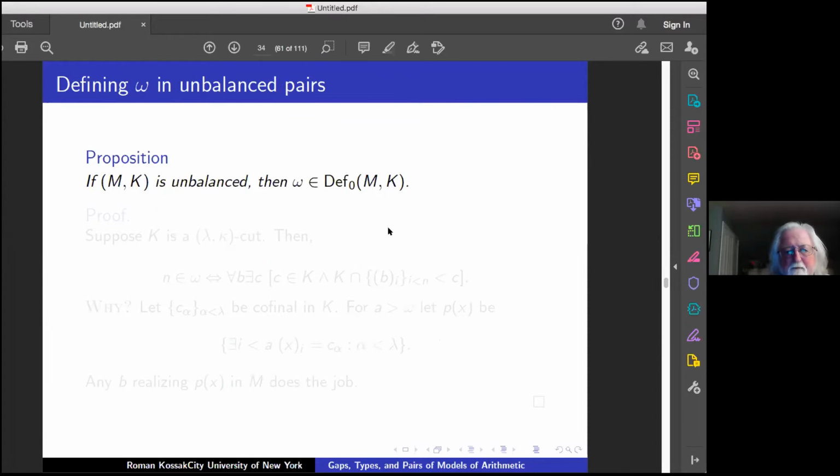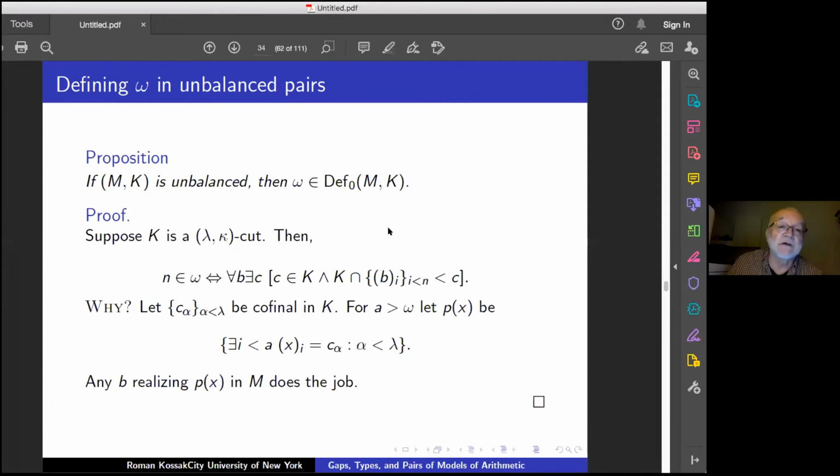So what matters in recognizing theories of pairs, it always helps if you can define omega in a pair. And we could do it in some cases in the countable recursively desaturated case for certain cuts. And here it's actually a little surprising, but easy to see, that omega is defined in any unbalanced pair, regardless of how large the relation between lambda and kappa. And this is an argument for the lambda kappa case. The kappa lambda case is very similar.